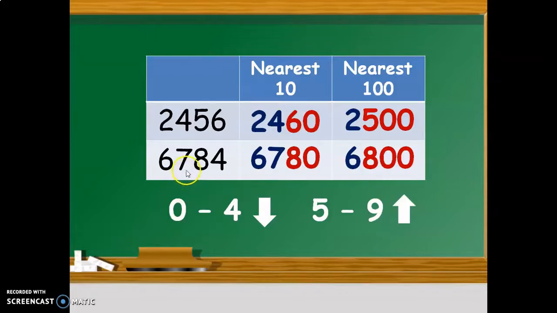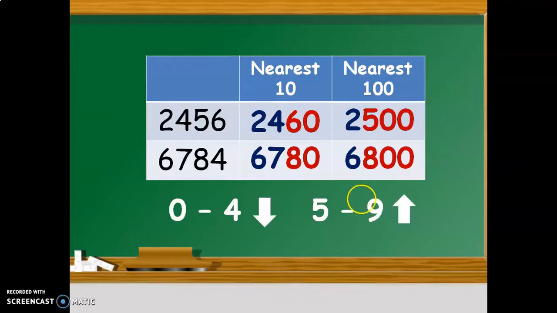Since the digit on the tens place is 8, you have to add 1 on the hundreds, which is digit 7, so that will be 8. The tens and the ones will become zeros. So the answer is 6,800. Rounding this number to the nearest 10 is 6,780. Rounding to the nearest 100 is 6,800. Basically those are the rules of rounding numbers up to the thousands place to the nearest 10 and nearest 100.